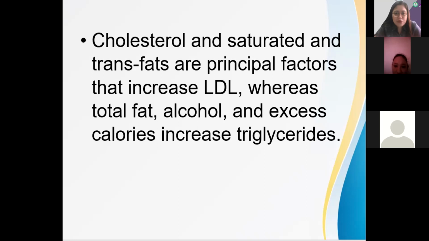Alcohol kanang mga palatungga kayo dira, and excess calories will increase triglycerides. So when you say excess calories, most of the time if we look at the labels ato ang mga food nga ginakaon ang nakabutang 2,000 calories per day. So if you have excess of that will lead to increase in the triglycerides.